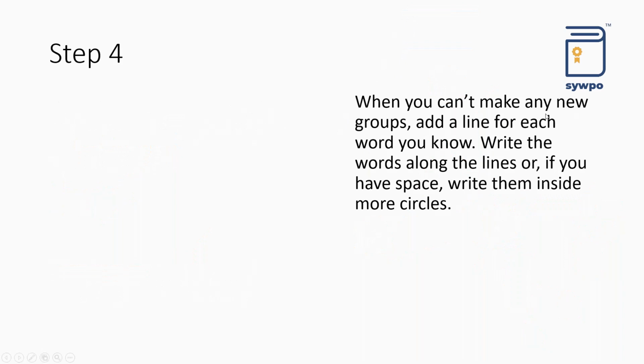When you can't make any new group, sometimes it will happen that you don't have more ideas coming to your mind. Just do one thing, add a line for each word you know, all right? And write the word along the line. So you write it maybe with the one that you have already written in the bubble. So I'm going to show you right now how I did it.